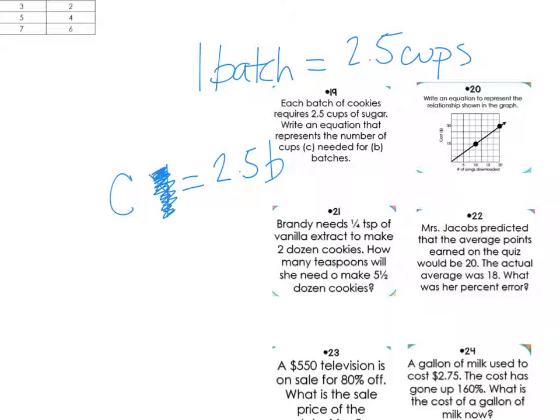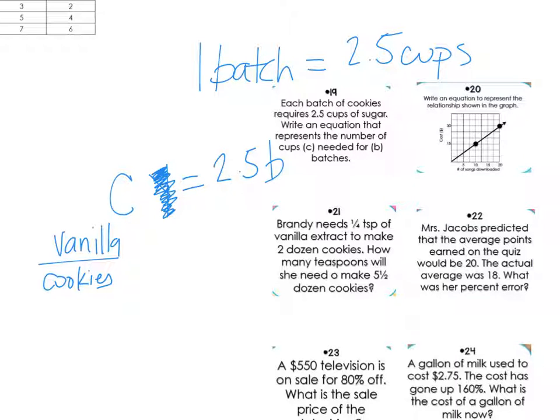Let's look at, finally, here we go. Question 21. Brandy needs 1/4 of a teaspoon of vanilla extract to make 2 dozen cookies. How many teaspoons will she need to make 5.5 dozen cookies? Okay, so vanilla to cookies, right? This is more of a better example to make a proportion.